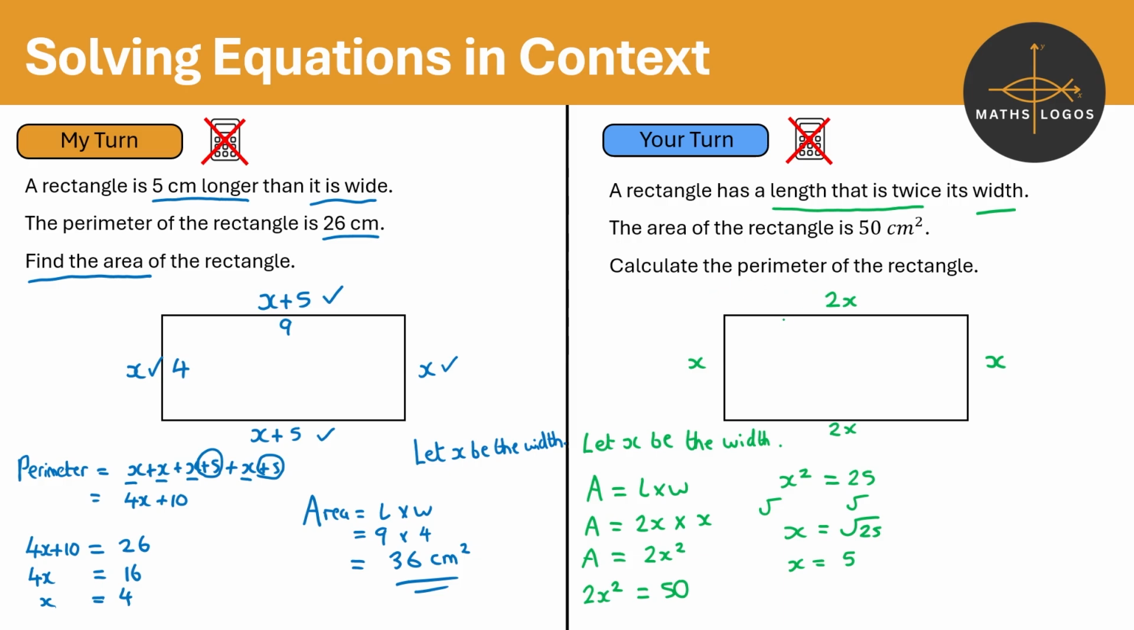Then it says calculate the perimeter of the rectangle. And there's different ways we can do that. We can say that this side is 5 and this side is 2 times 5, so it's 10. This side's obviously 5 as well, and this side's 10 too.